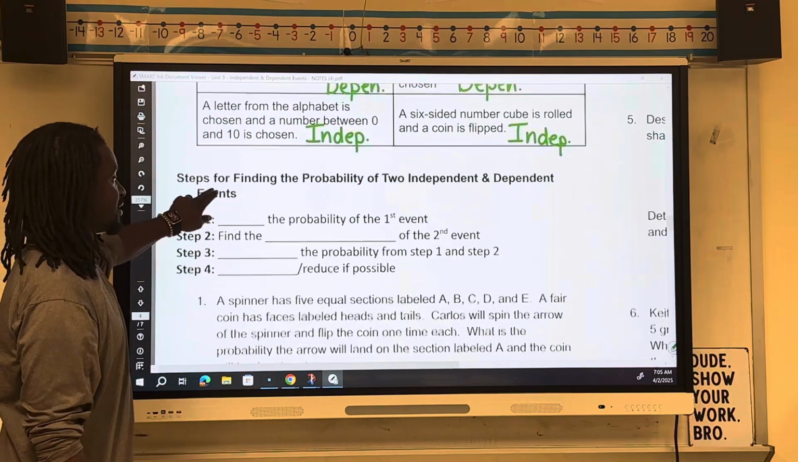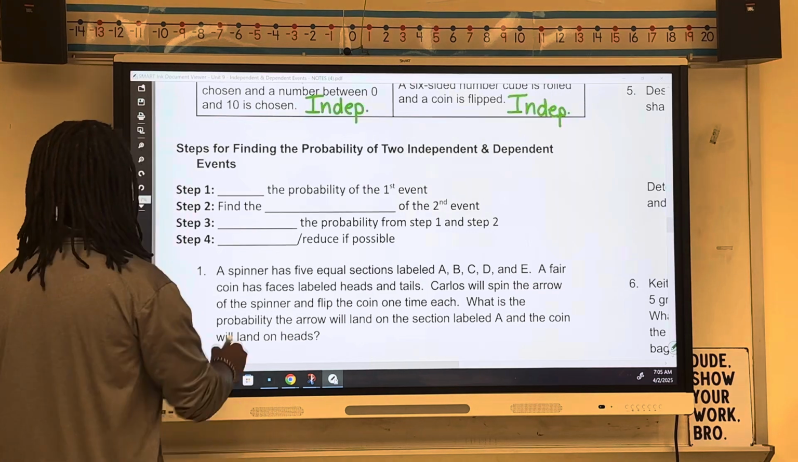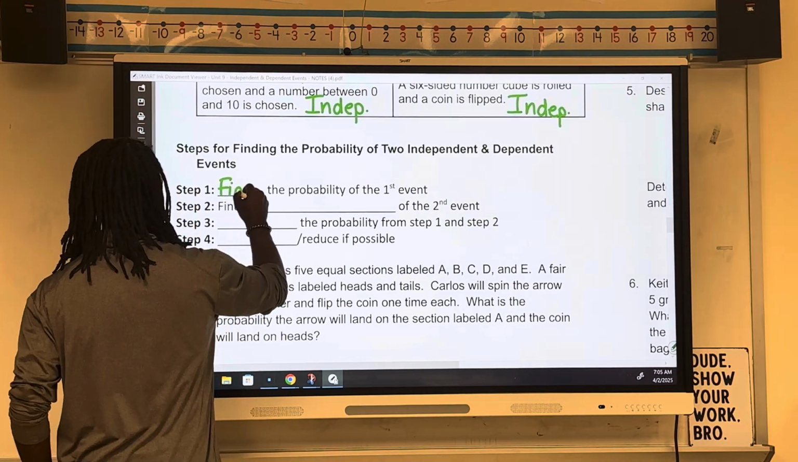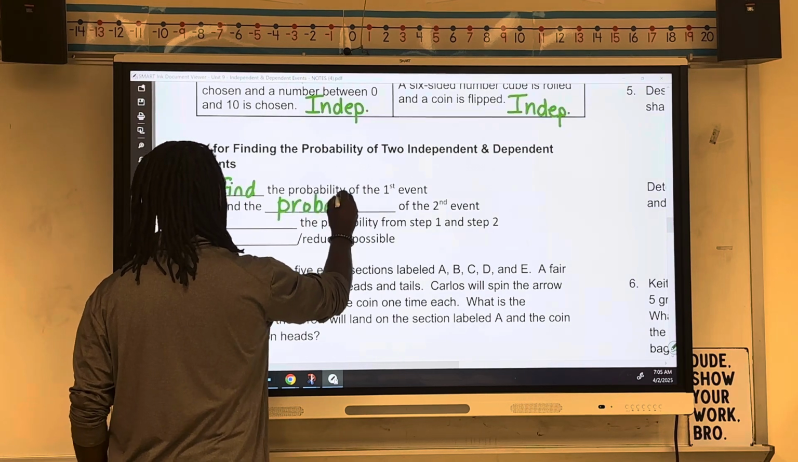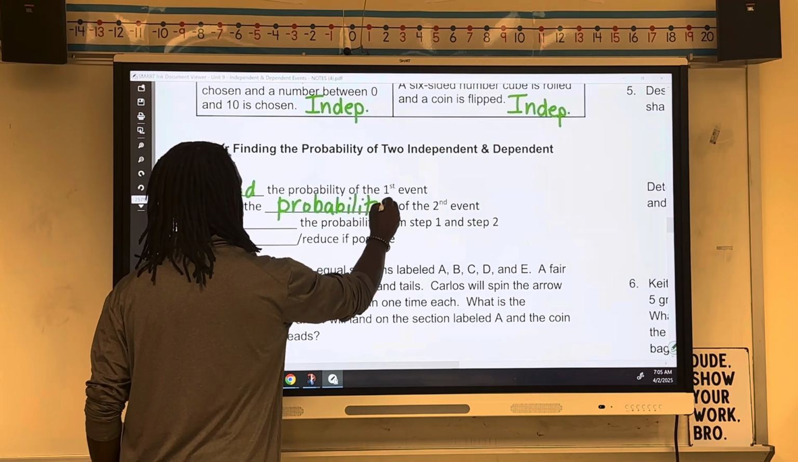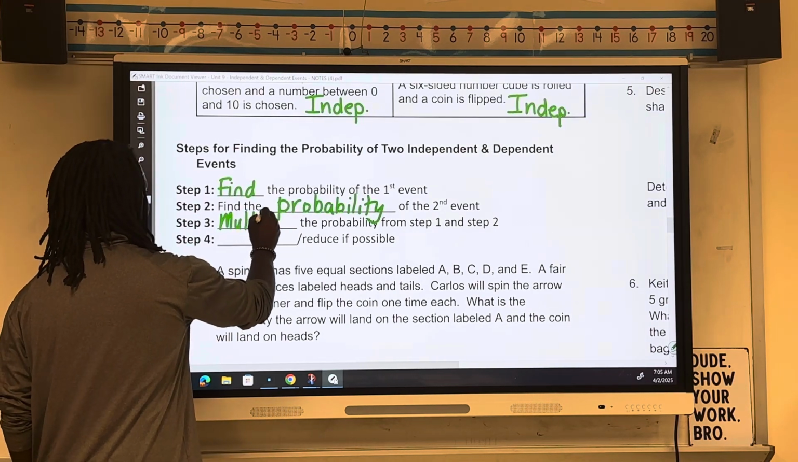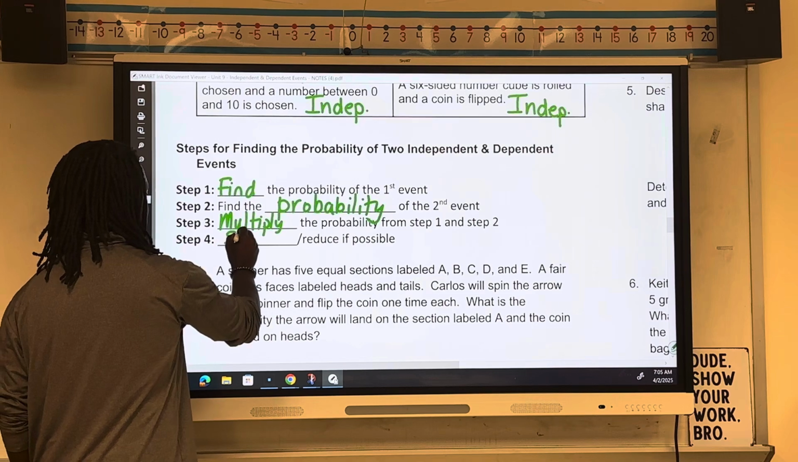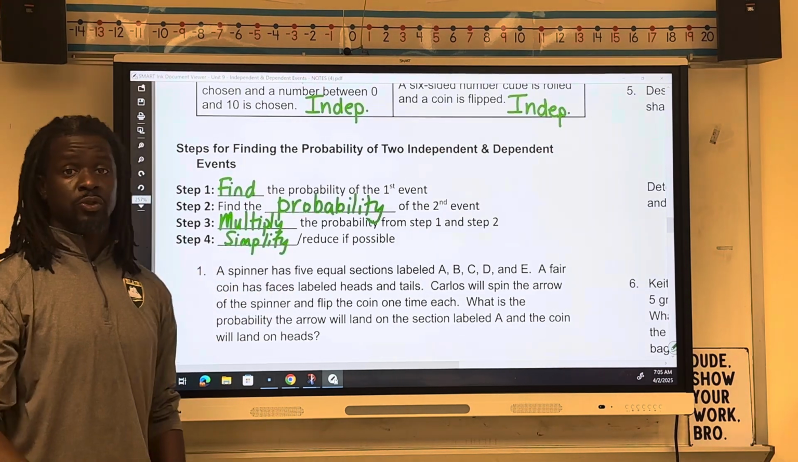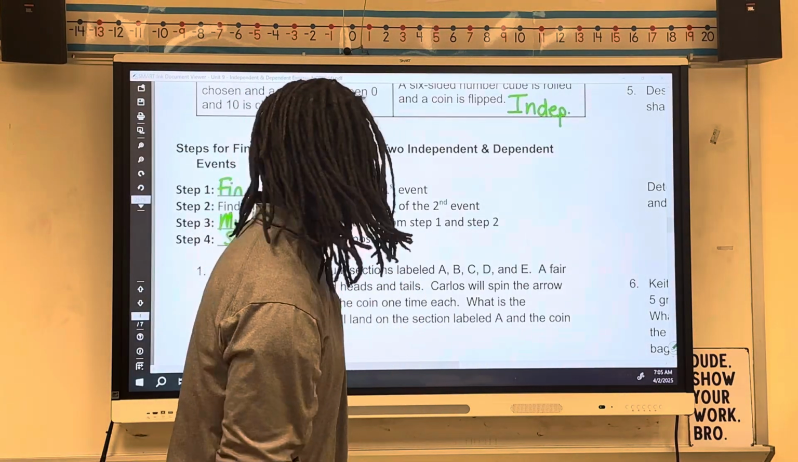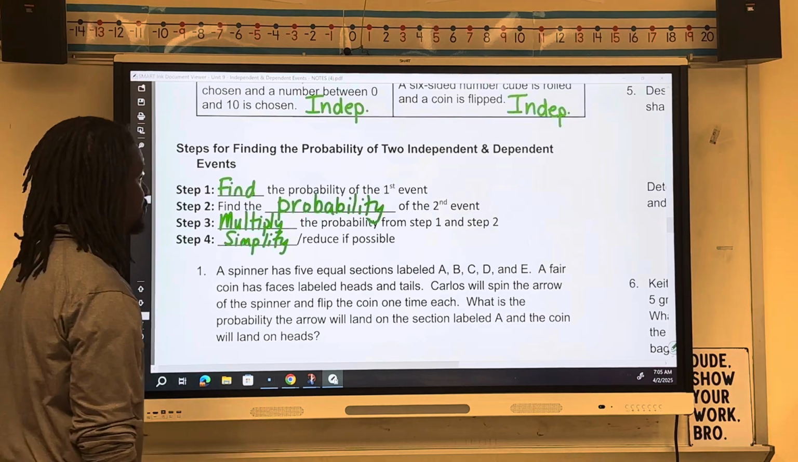The steps for finding two independent and dependent events are the exact same. First, we find the probability of the first event. Then we find the probability of the second event. Then we multiply these two. In the end, we simplify or reduce, or if our answer choices are written as decimals, we find the equivalent decimal form using our Desmos calculator.